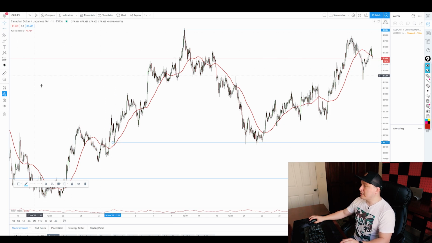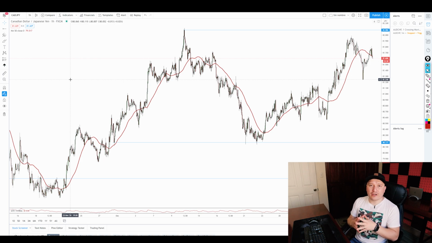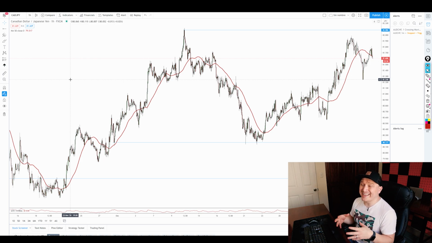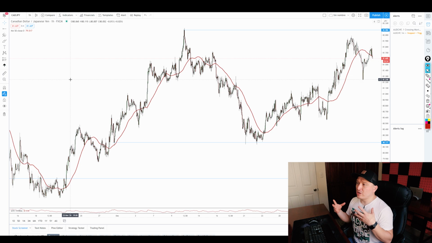Once you actually draw it, it doesn't mean that you're going to place all the trades today. It means that it's going to be working for the next few days.